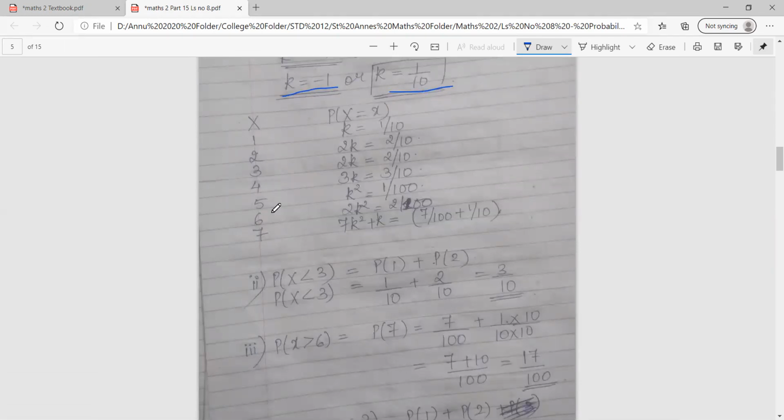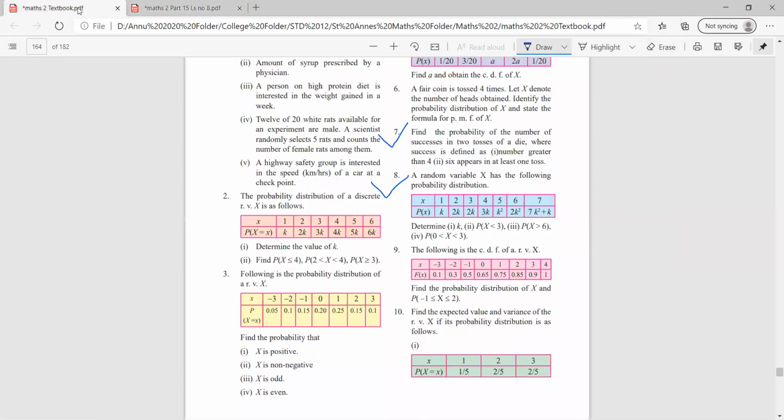1, 2, 3, 4, 5, 6, 7. Then you have k, the value is 1 by 10. So 2k will become 2 by 10. 3k will become 3 by 10. k square is 1 upon 10 the whole square. So 1 square is 1 and 10 square is 100. Similarly, 2k square will be 2 by 100. 7k square will be 7 upon 100 plus k, whose value is 1 by 10. So with this, I got all the values of k in the table.